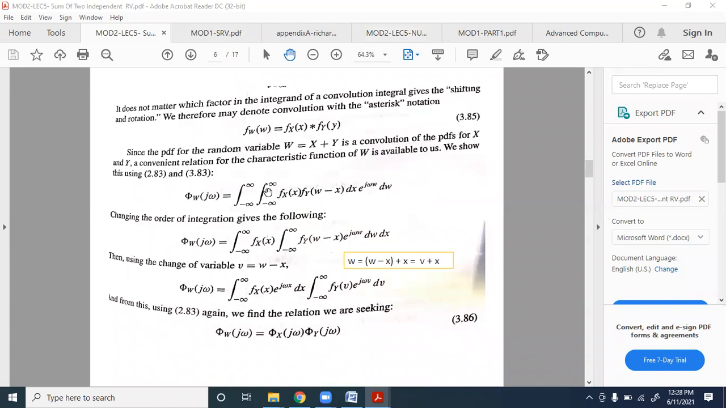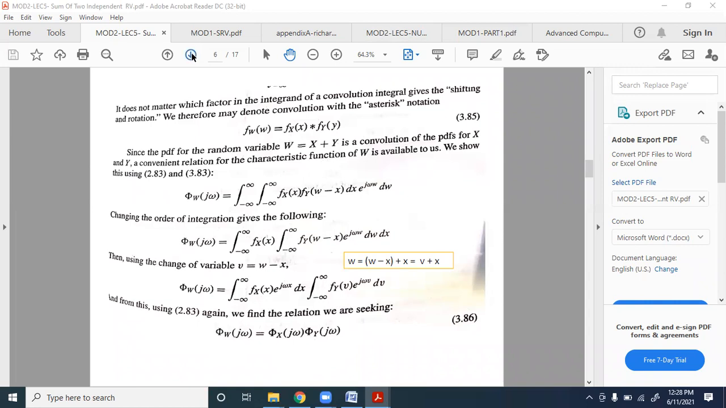So continuing from where we have stopped, we have said that when W is equal to X plus Y, that is, W is the sum of two independent random variables, then its characteristic function is equal to the multiplication of the characteristic functions of the two different random variables. So when W is equal to X plus Y, with X and Y independent, the characteristic function of W is equal to the multiplication of the characteristic functions of the two independent random variables X and Y.